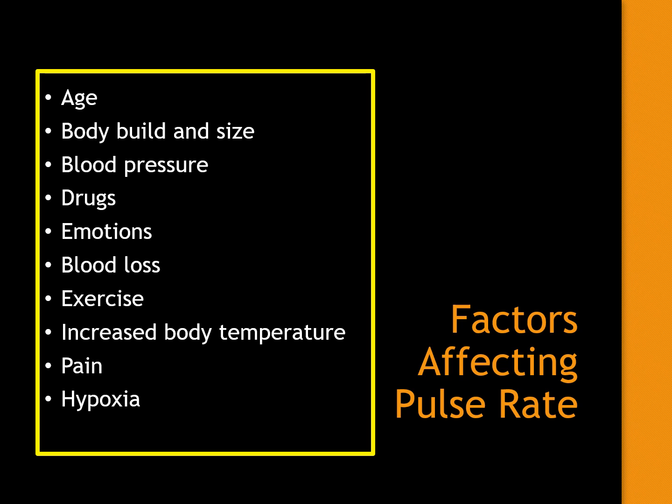Things that affect pulse rate: age, your body build and size, your blood pressure, any drugs that you take, your emotions. When you start getting nervous, getting ready to take an exam, what does your pulse do? It starts racing, right? Exercise, pain. If someone's in pain, their pulse rate is going to increase. Or hypoxia. When you don't have enough oxygen in your blood, your pulse is going to increase because your body is trying to pump that blood through your body faster to get as much oxygen as possible.